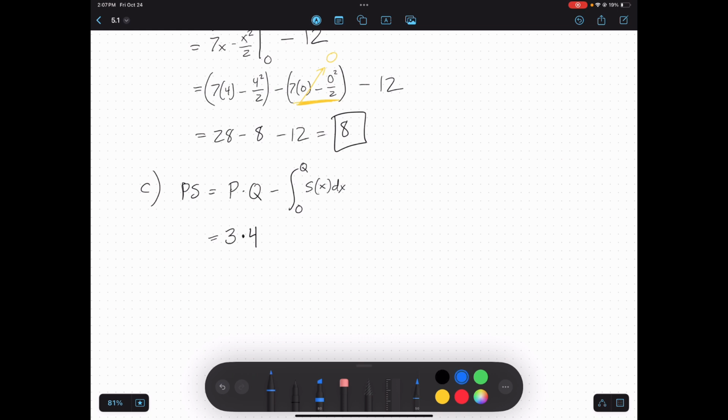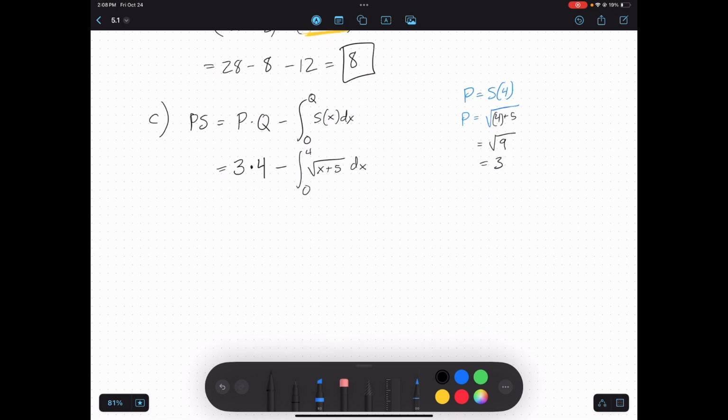And just to double check, you could plug this into your supply function and just make sure you get the same thing. My supply function is just the square root of x plus 5, so 4 plus 5. And I get the square root of 9, which is 3. I'm not going to worry about negative 3 because negative values don't make sense, so I'm going to default to positive 3. And that matches. That's the same amount that I got from my consumer demand function. So then I'm going to have the integral from 0 to 4 of my supply function. And now I'm ready to calculate this.